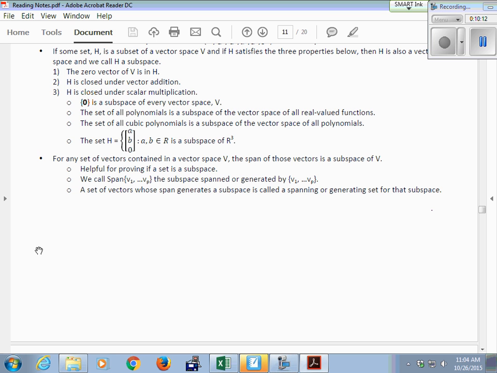And the set of all cubic polynomials is a subspace of the vector space of all polynomials, right? From the bullet above, we know the set of all polynomials is a vector space. So pull out all the cubics. That's a subset. It contains the zero vector. It's closed under vector addition and scalar multiplication, so it's a subspace.